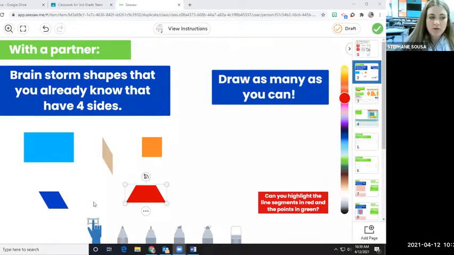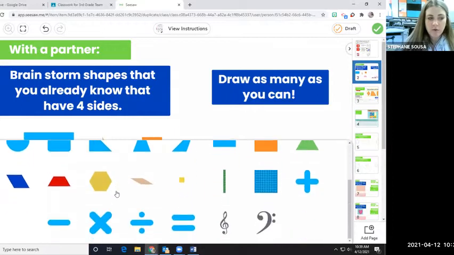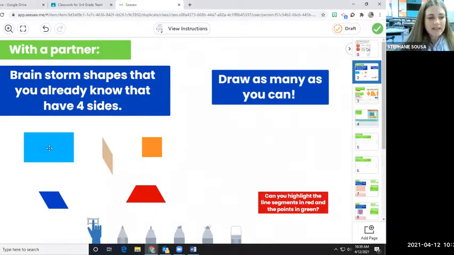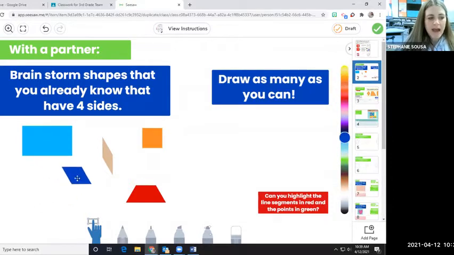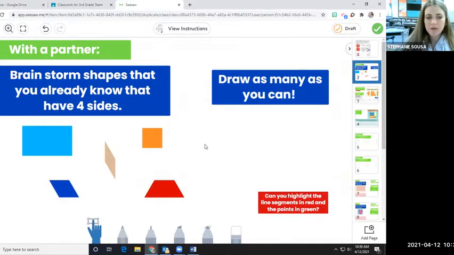You should have talked with your partners about quadrilaterals, which is shapes with 4 sides. You might also have known that in the shape section, they have the quadrilaterals right there. Cheater. Anyway, we have rectangles. We have squares. Those are familiar. We have rhombus. We have parallelogram. And we have a trapezoid, okay? It says, can you highlight the line segments in red and the points in green? If you did not do that, I want you to go ahead and do that now.